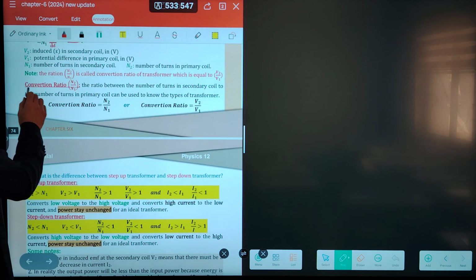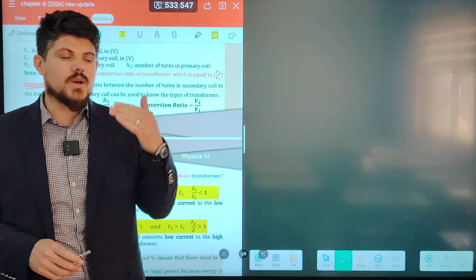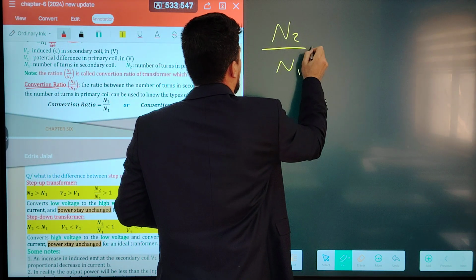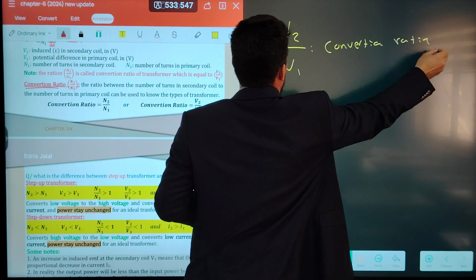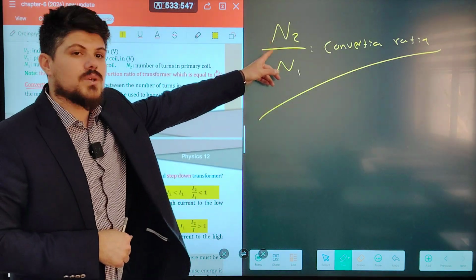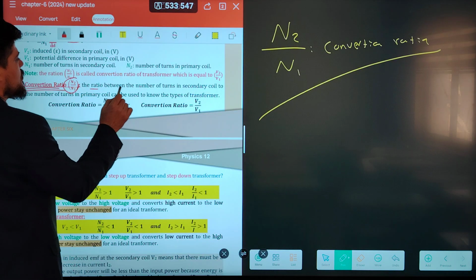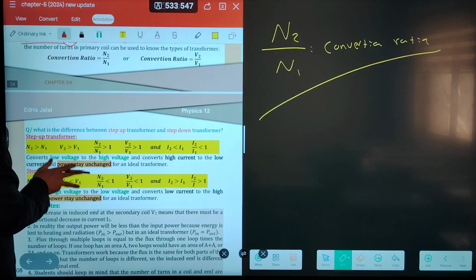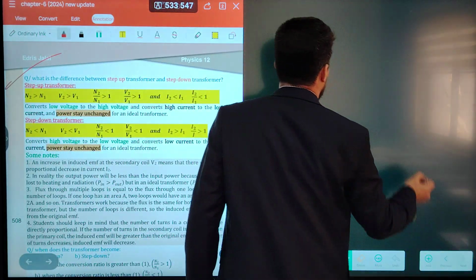Okay. Conversion ratio. What is the conversion ratio? The ratio N2 over N1 is called what? The conversion ratio. If the question asks us to find the conversion ratio, you have to use this relation, N2 over N1. What is the conversion ratio, N2 over N1? The ratio between the number of turns in the secondary and the number of turns in the primary, which is equal to V2 over V1. What is the difference between a step up and a step down transformer, guys?